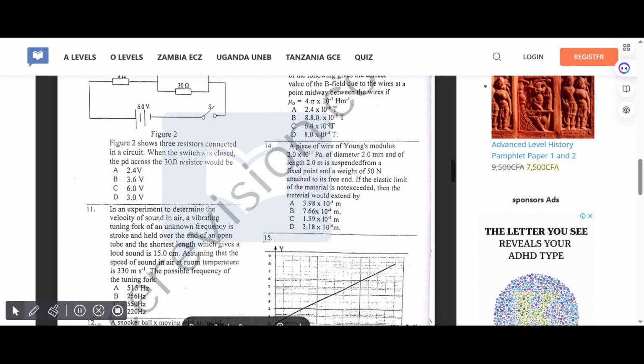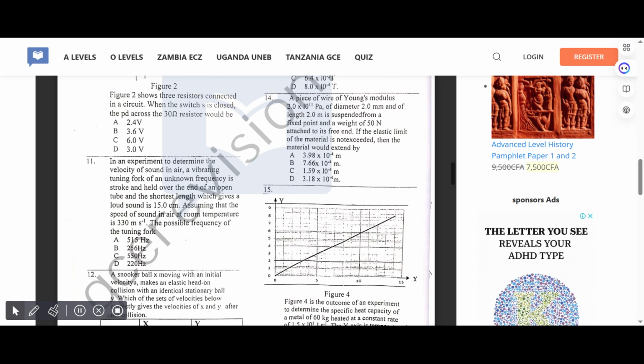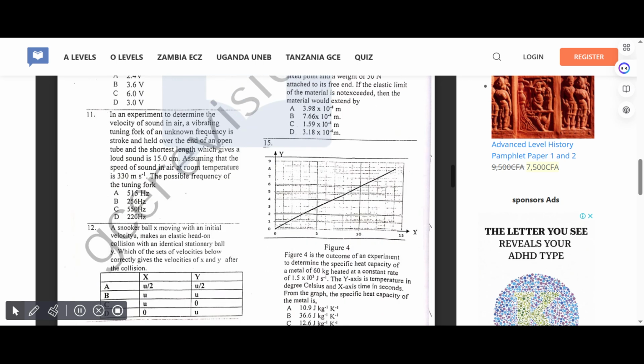10. Figure 2 shows three resistors connected in a circuit. When the switch is closed, the PD across the 30 ohm resistor will be... Correct answer for 10 is B, which is 3.6.